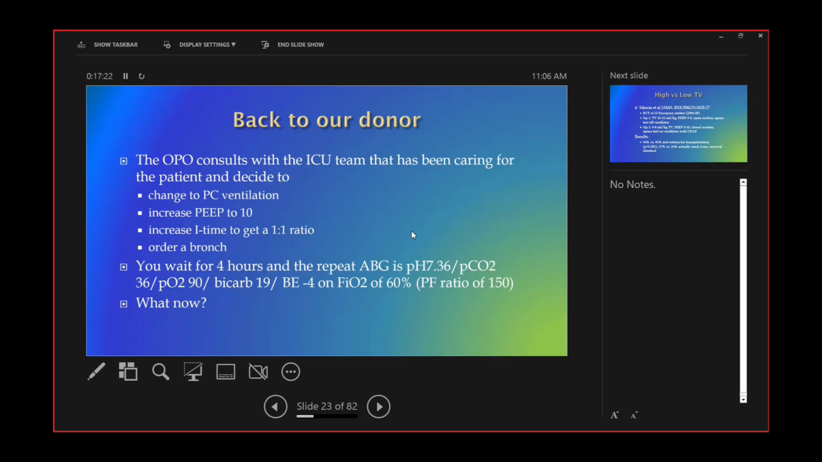So back to our donors. The OPO consults with the ICU team that's been caring for the patient, and they decide to change the patient to pressure controlled ventilation, increase the PEEP to 10, increase the I time to get a 1-to-1 ratio, and order a bronchoscopy. You wait 4 hours.